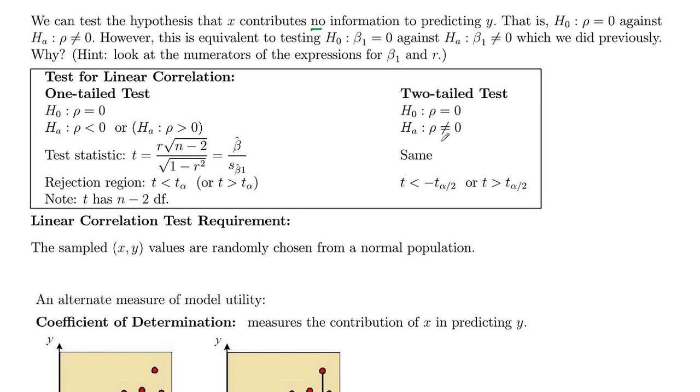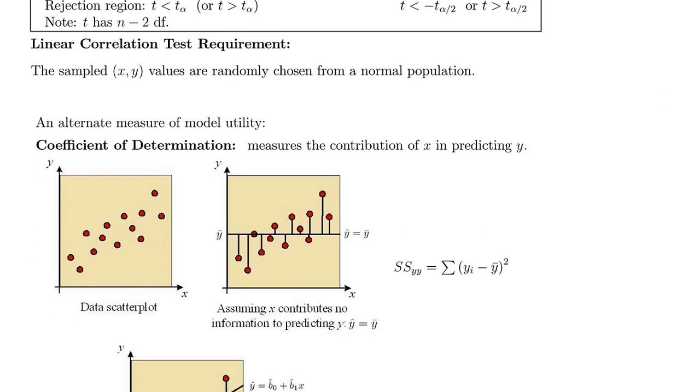And then the two-tailed test, the only difference there is your alternative is rho not equal to 0, and your rejection region is less than negative t alpha over 2 or greater than positive t alpha over 2. And then our test requirement is that the sampled X and Y values are randomly chosen from a normal population. So that's another way to accomplish the same thing as the hypothesis test on the regression slope.